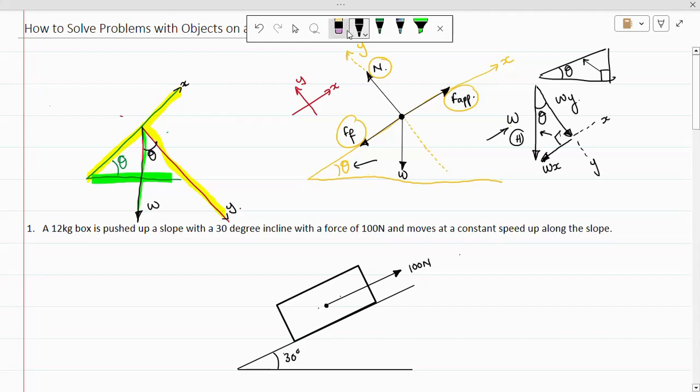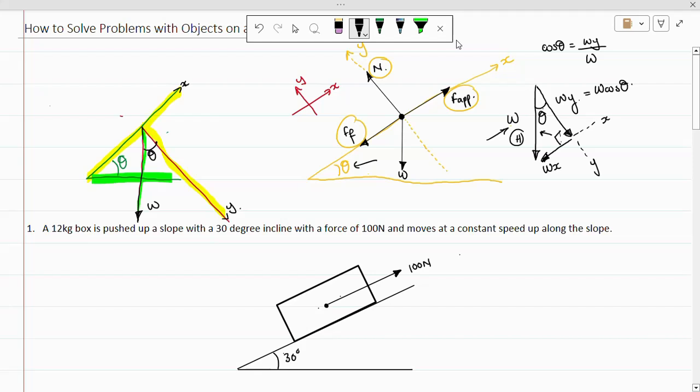All right. So once we have that, we have the hypotenuse. Let's start with WY, so the weight along the Y direction. In this case, this vector here is between theta and 90 degrees. That makes it the adjacent. So we have cos in this case. So cos theta is equal to adjacent, which is WY, over the hypotenuse, which is W. So WY, if you make it the subject of the formula, that's going to be W cos theta.